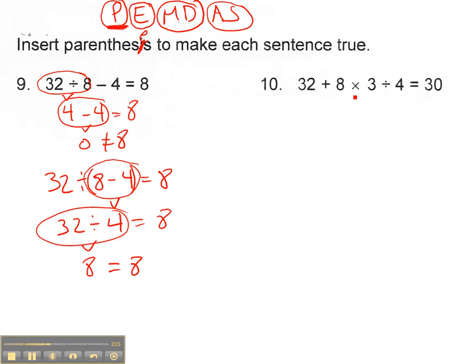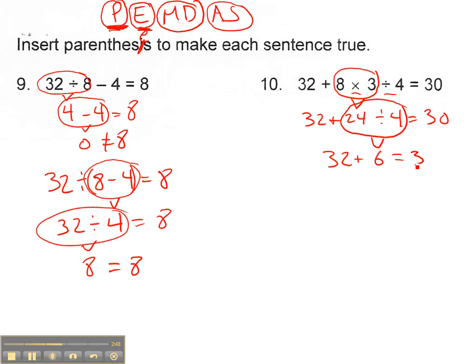Number 10 is the same thing. Let's see what we get if we just did it without the parentheses. I don't have any parentheses. I don't have any exponents, but I do have multiplication and division in this one. So going left to right, the first operation I see of multiplication and division is this multiplication problem. So 8 times 3 is 24. Rewrite the rest of my equation. Now let's do the division. 24 divided by 4 is 6. Rewrite the rest of my equation. And 32 plus 6 is 38, which does not equal 30.